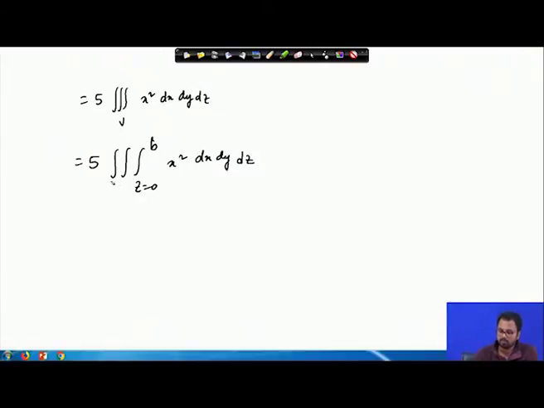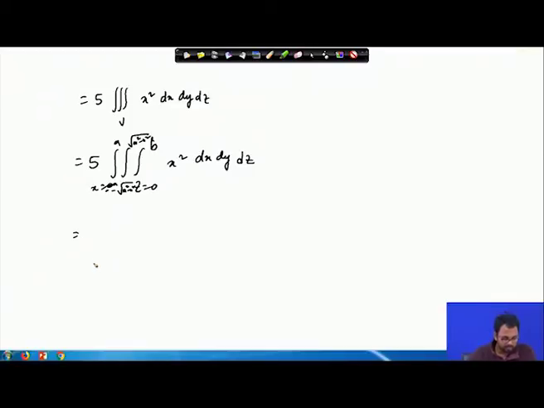Now, y will vary from minus square root of a square minus x square to square root of a square minus x square, and x will vary from minus a to a. So, basically we take both plus and minus values for y, and x is varying from minus a to plus a.